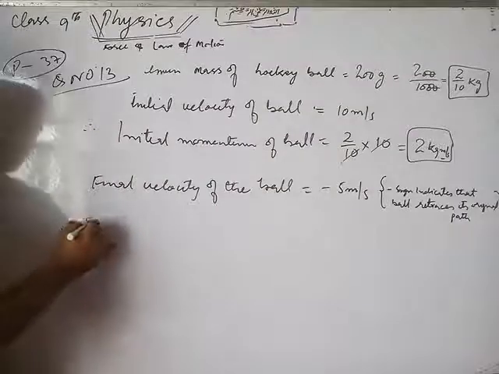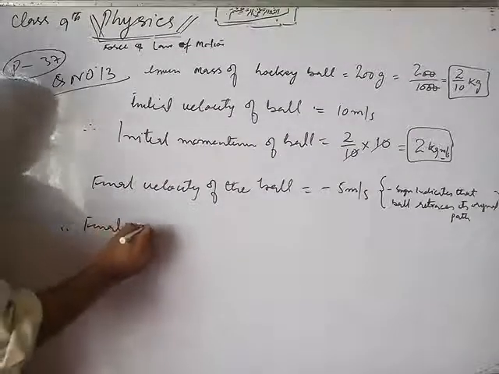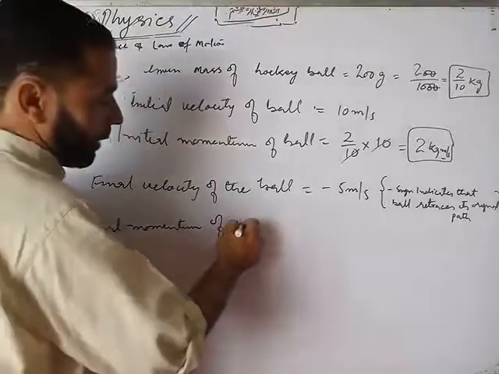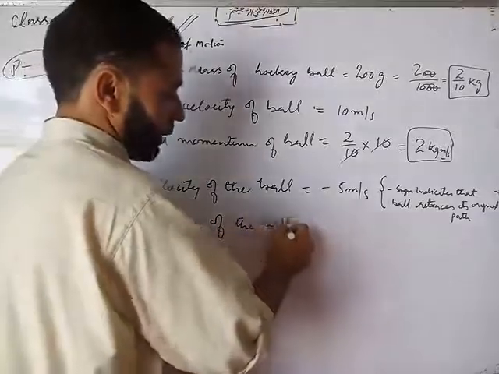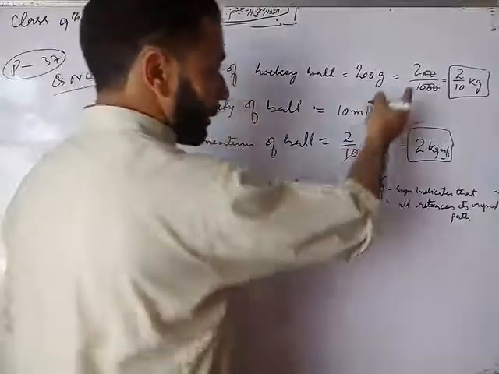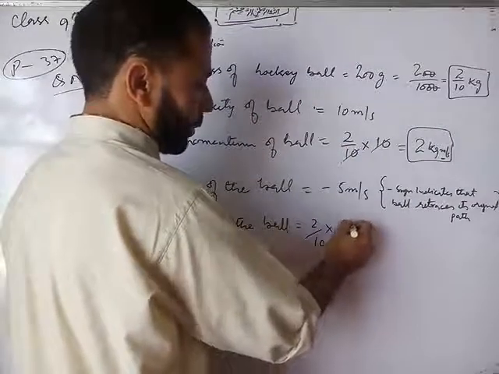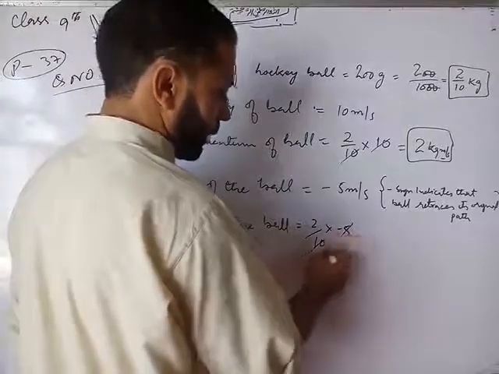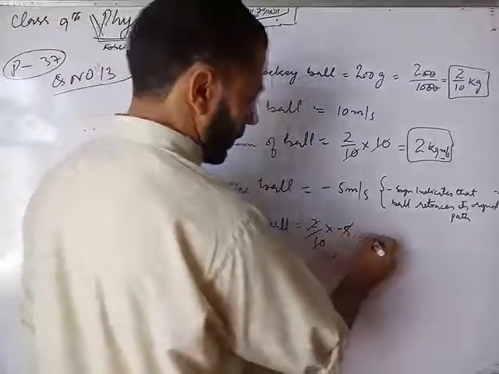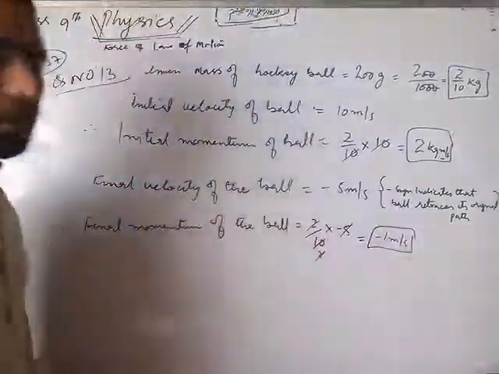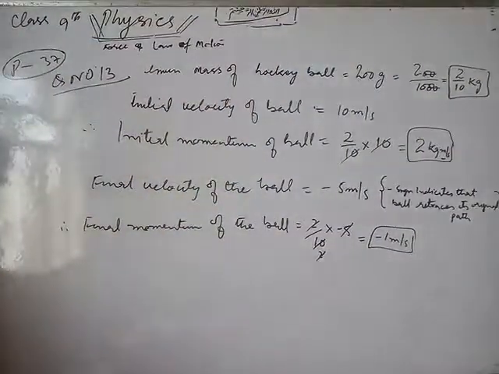Therefore final momentum of the ball, ये आसान है, mass of the ball is same, that is 2 divided by 10 into -5, 5 ones are 5, 5 twos are 10, 2 ones are 2, that is equal to -1 kg meter per second. This is the final momentum of the ball.